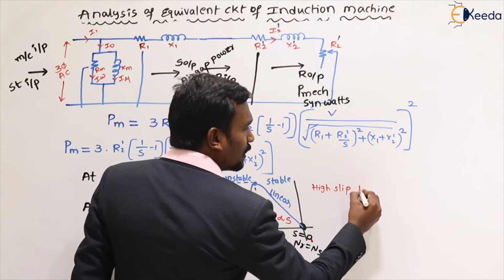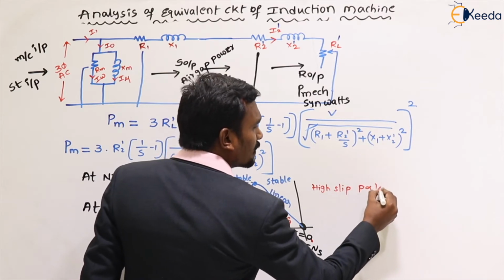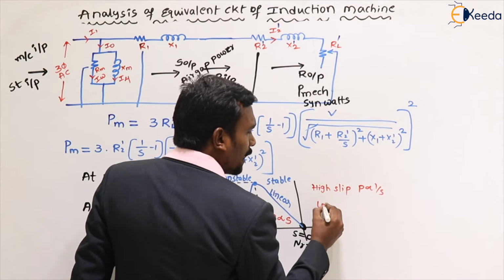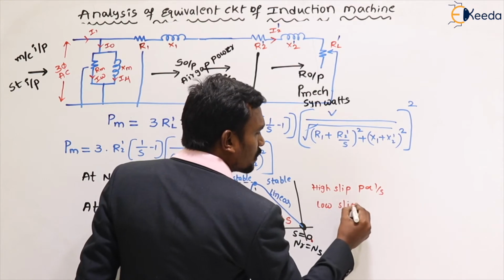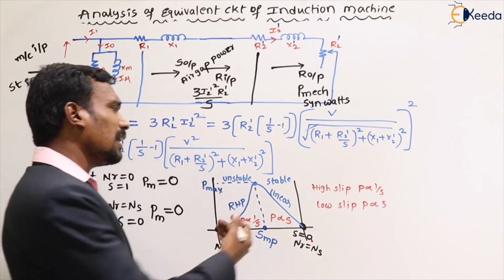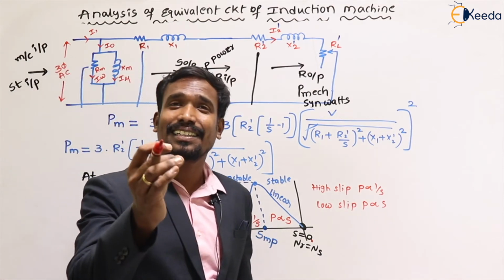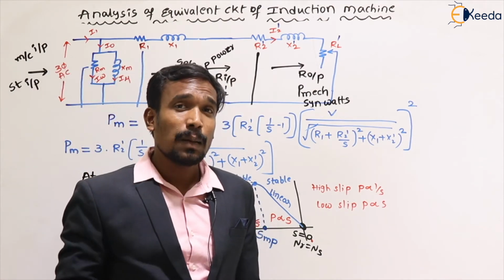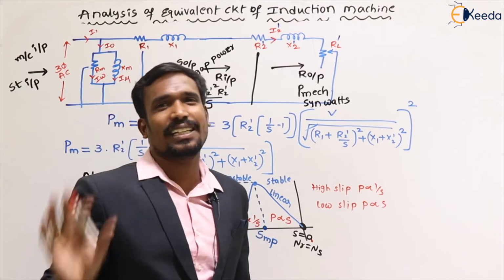At high slip values, power is inversely proportional to slip. At low slip values, power is directly proportional to slip. These are the power slip characteristics.